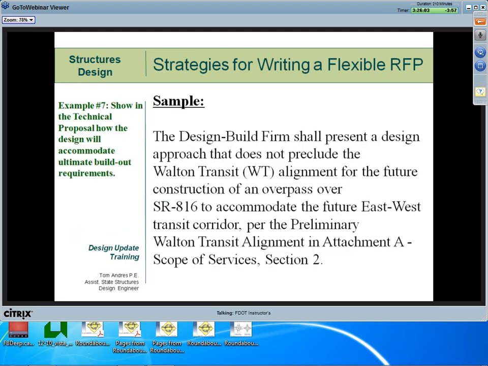What about this one? Example 7, show in the technical proposal how the design will accommodate the ultimate build-out requirements. In this case, it says the design shall accommodate a future east-west transit corridor, including the construction of a future overpass at State Road 816. What about that one? Yeah, that's a very good example. You want to make sure that those future build-outs are accommodated, and they need to show those in the RFP. In their technical proposal, not only do they need to show their proposal, but they need to include the full build-outs as well.